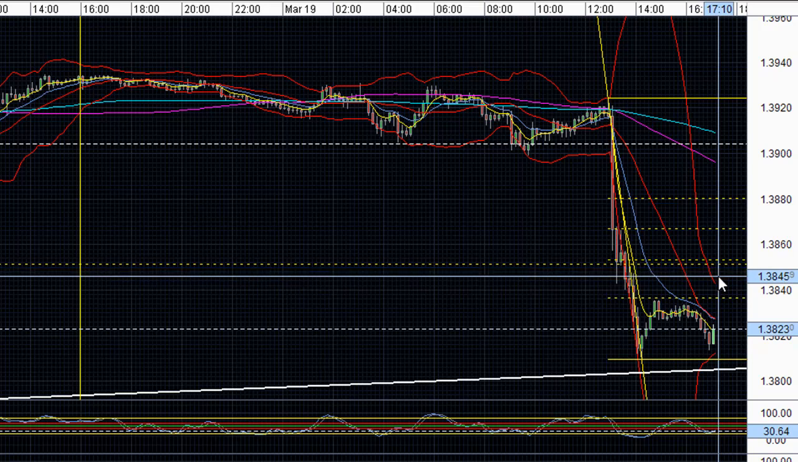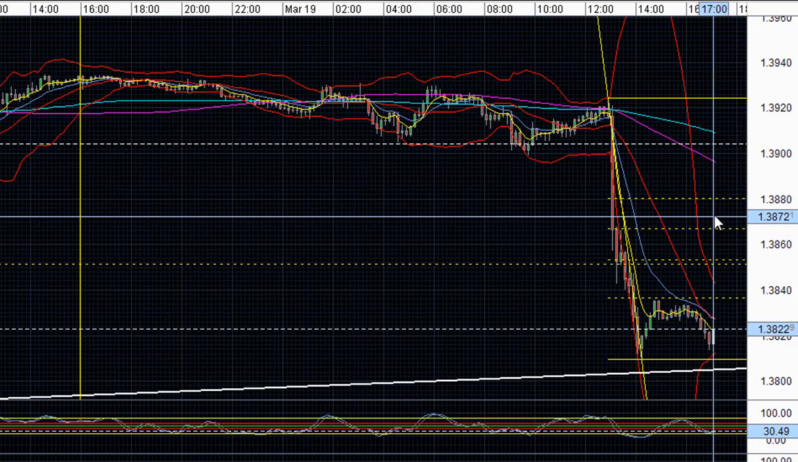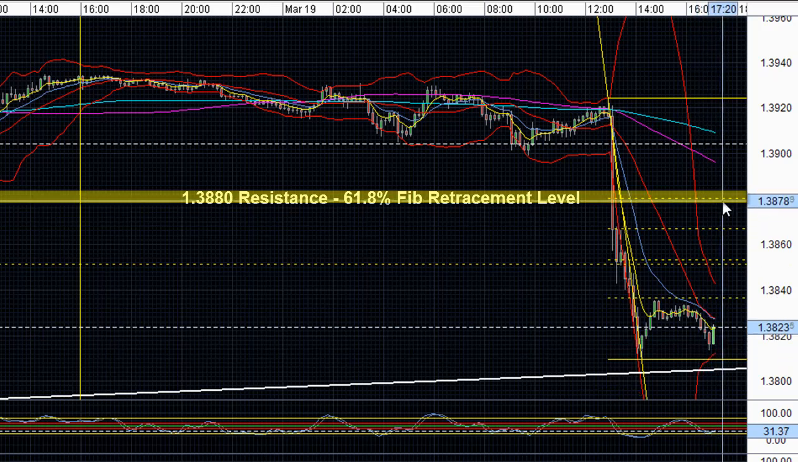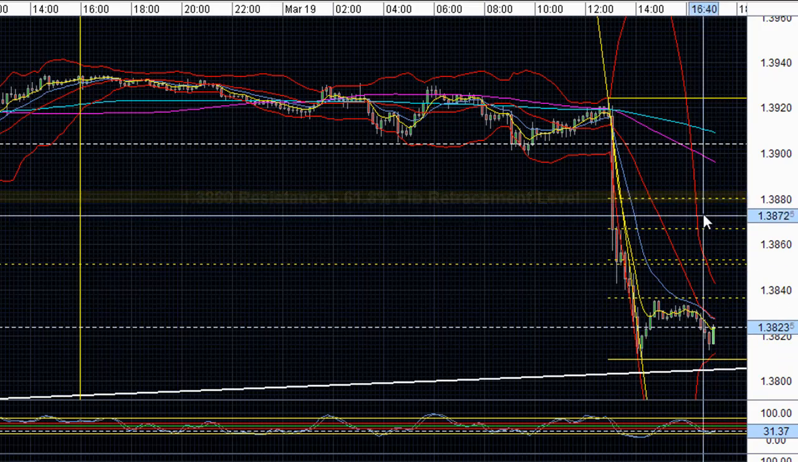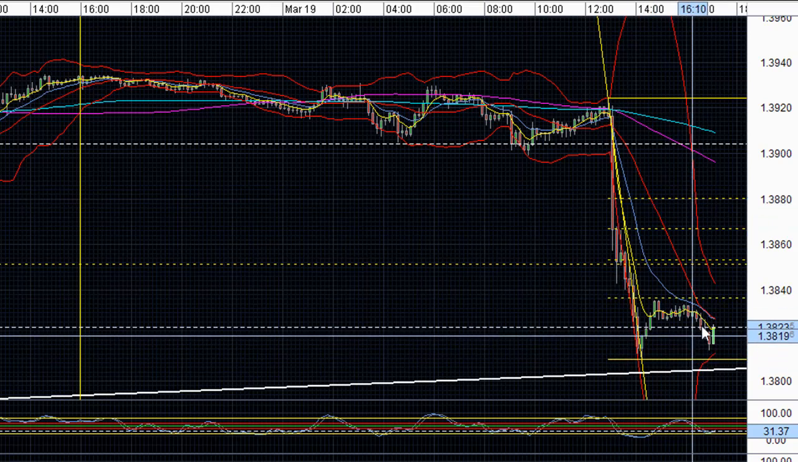And from there, if price breaks above that, then our next resistance level could be at the 38.79, 38.80 zone, which is actually our 61.8% Fibonacci retracement level. So then this could be where it will correct before drifting lower, and we see a continuation of dollar strength as the weeks move on.